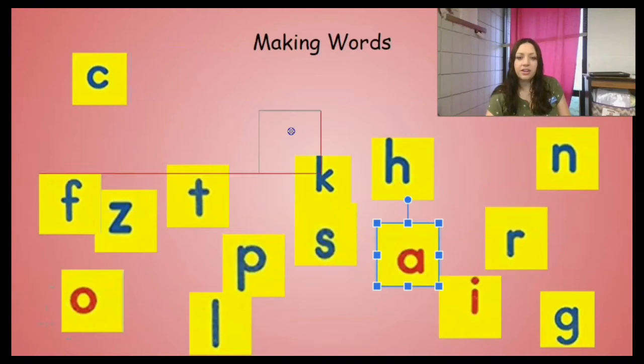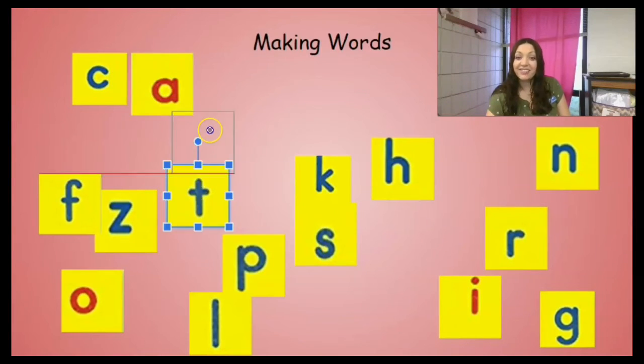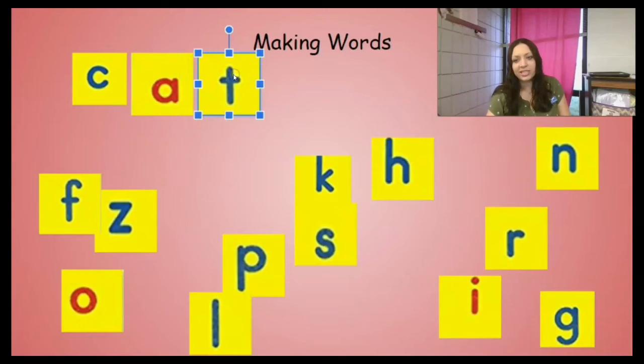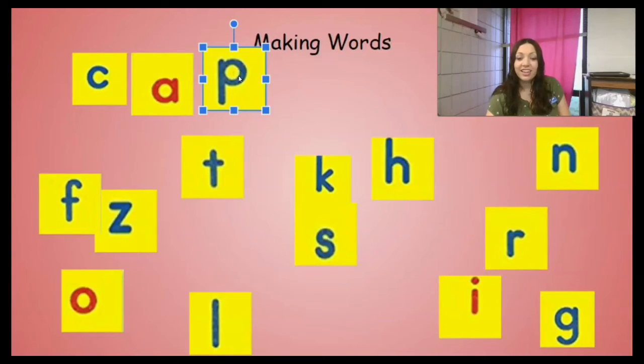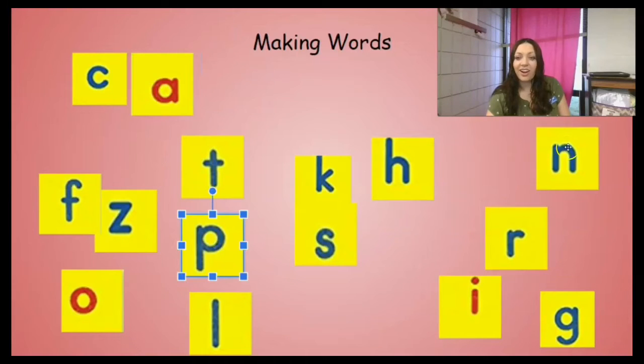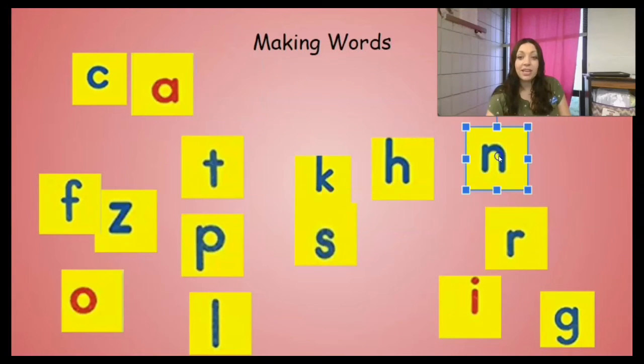Let's change our vowel and see what happens. What if I put the letter A behind C? So far I have k, ah. What can I add to make a word? T, very good. We know if we add T, what word is it? Cat, good job. What if I change my ending sound to a P now? Cap, awesome. All right, let's add an N. Can, good job.